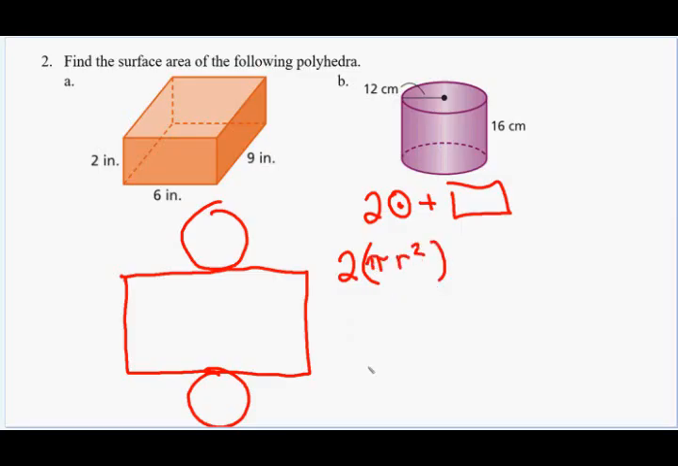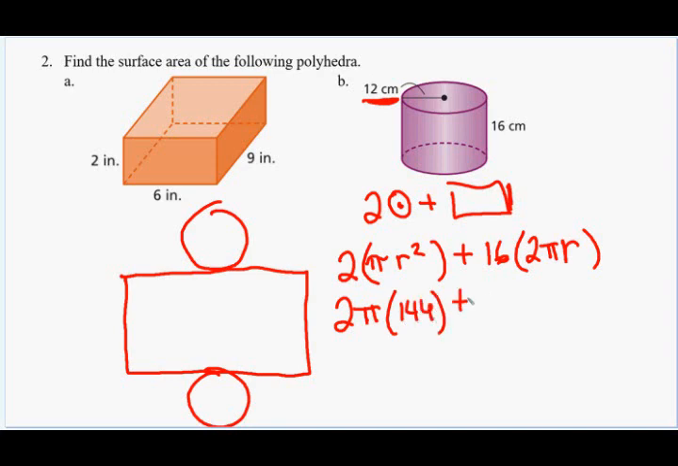pi r squared plus the height of the rectangle is easy. That's going to be 16. But just like we saw in the example with the Pringles can shape, the base is going to be the circumference of the circle. So that's going to be in there a 2 pi r. So 2 times pi, our radius is 12. If we square that, we're going to get 144. And then we're going to have plus, this 16 times 2 pi is 32 pi, and we're going to multiply by the radius 12.